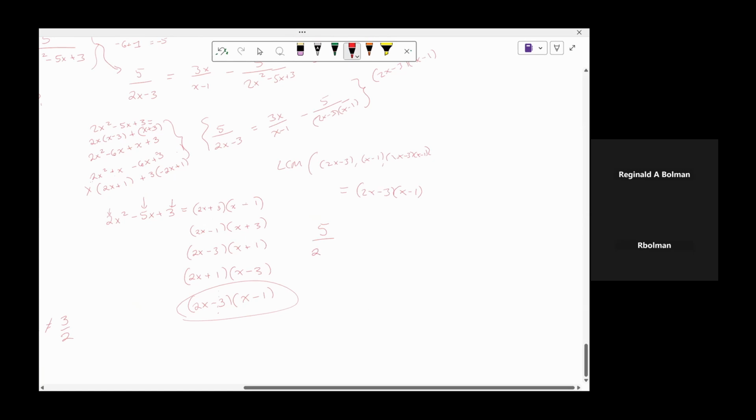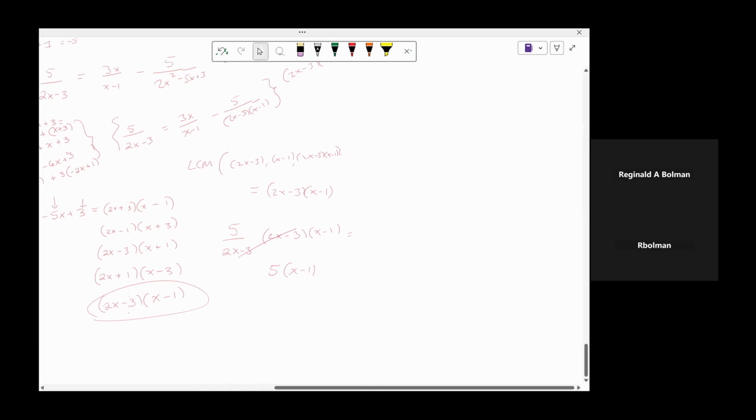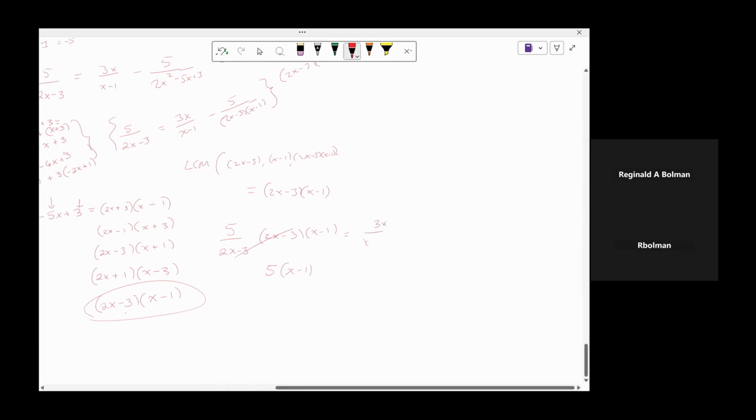You're going to have 5 over 2x minus 3. This will be multiplied with 2x minus 3 times x minus 1. Here the 2x minus 3 terms will cancel. You'll have 5 times x minus 1 left over. That will be equal to 3x over x minus 1 multiplied with 2x minus 3 times x minus 1. Your x minus 1 terms will cancel out. You'll have 3x times 2x minus 3 left over.